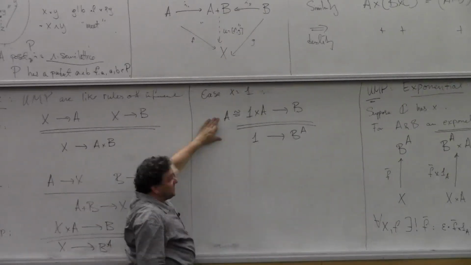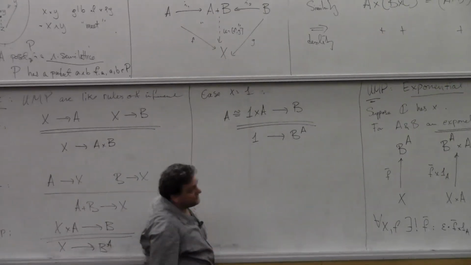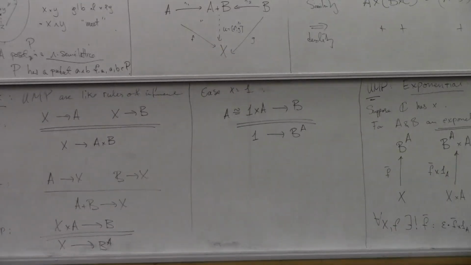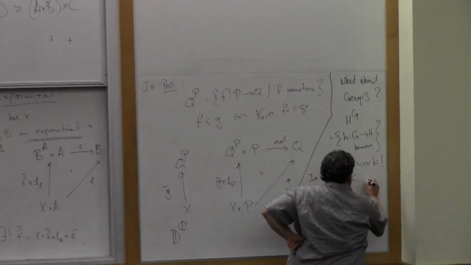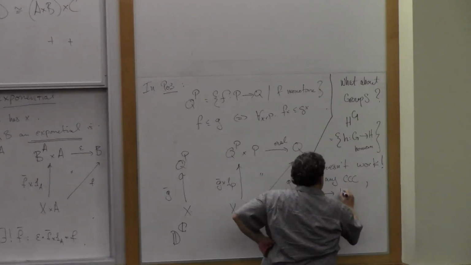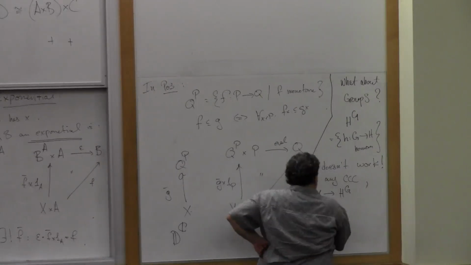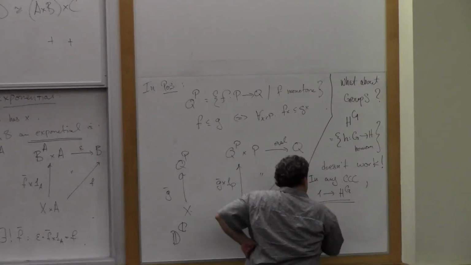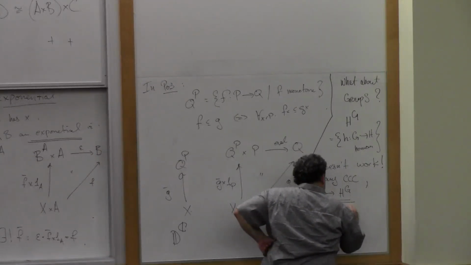So that's the observation that I want to use to finish the sentence over there. In any CCC, points of the exponential here correspond to maps from G into H.